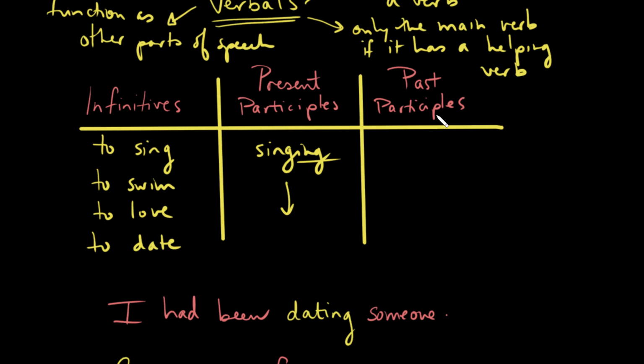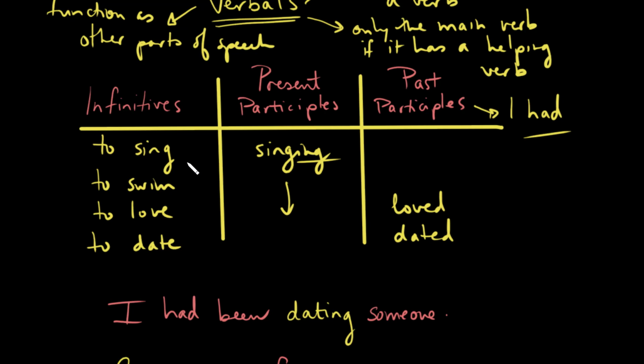The past participle is one of the forms of the verb, and I have a little suggestion for you. If you want to find what the past participle is, just say to yourself, "I had," and then try to figure out what the form of the verb is that goes with it. So if you say, for instance, "I had loved," then loved would be your past participle. If you say "I had dated," that would be your past participle.